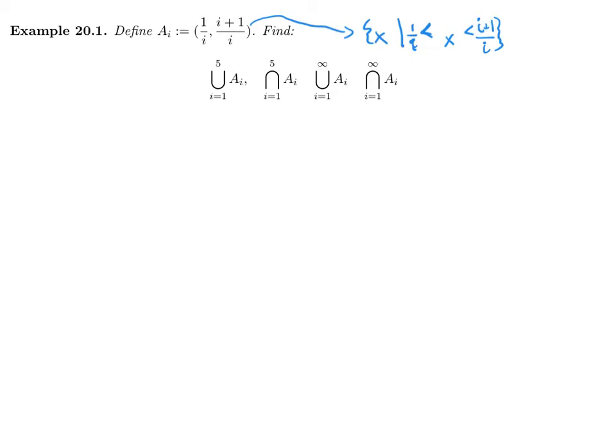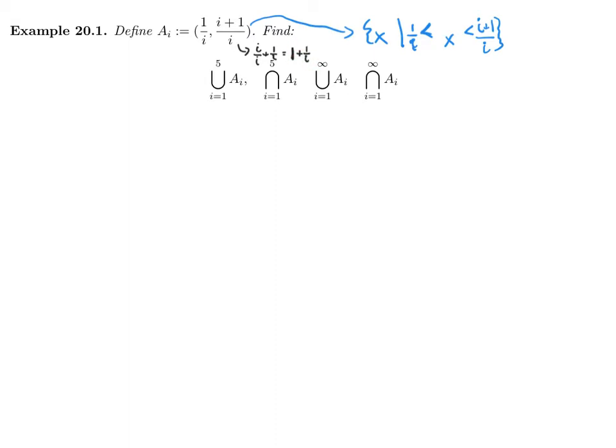Or if you like, you could rearrange this. (i+1) over i is the same thing as i over i plus 1 over i, which is, of course, well, i over i is 1, and we're left with 1 over i. And we're thinking of i as some index number. So let's say if i was 2, this would be the interval from 1 over 2, so a half, to 1 plus 1 over 2, so 3 over 2.